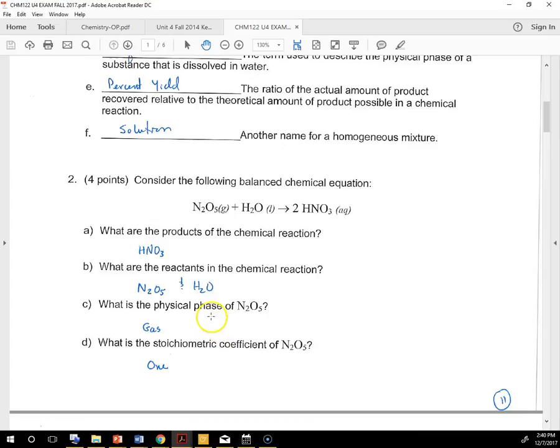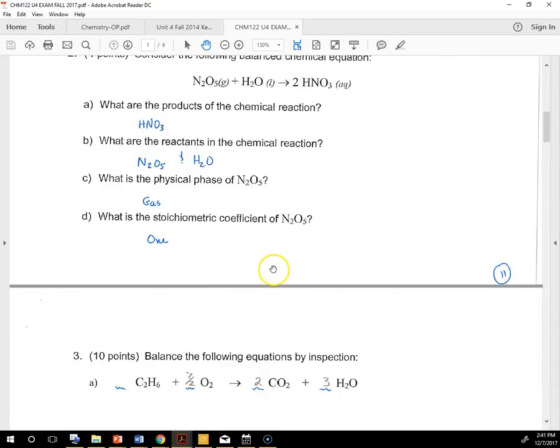And then for 2, I was after, for A, what are the products? Of course, that'd be the thing on the right side. So that'd be HNO3. What are the reactants? Those are things on the left side. The N2O5, H2O. What's the physical phase of N2O5? Since there's a G there, it must be gas. What's the stoichiometric coefficient or coefficient for N2O5? Since there is no number, that must be the number 1.